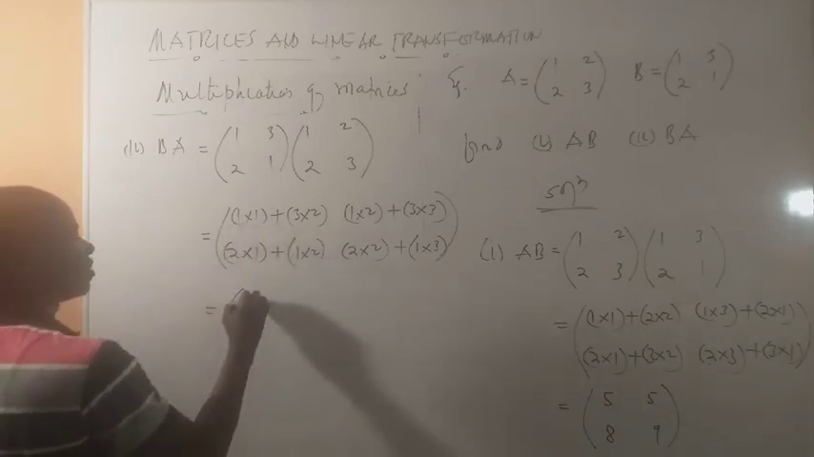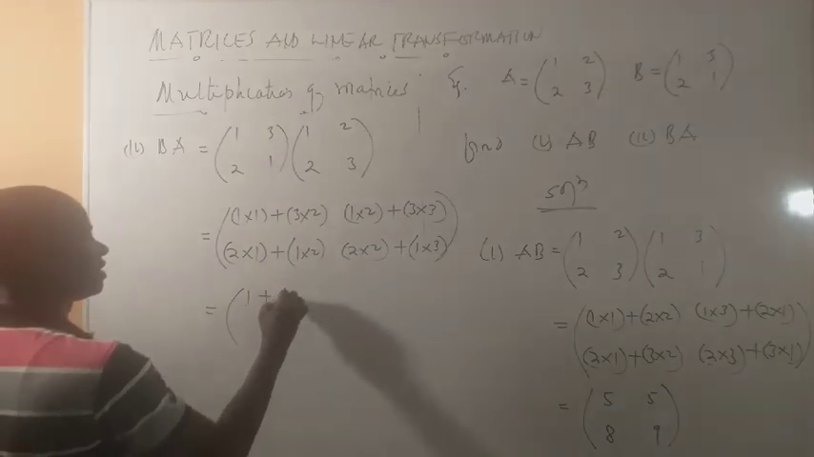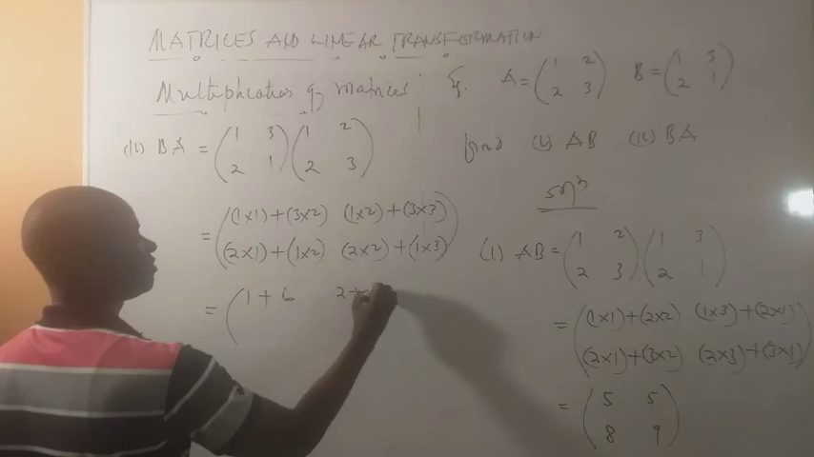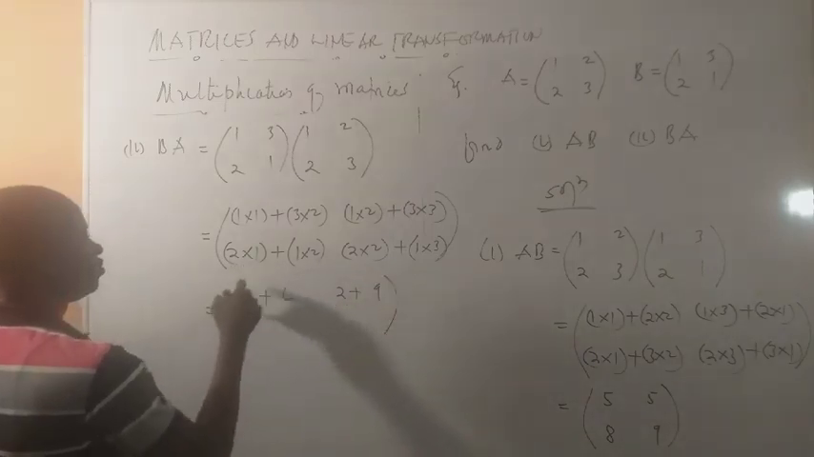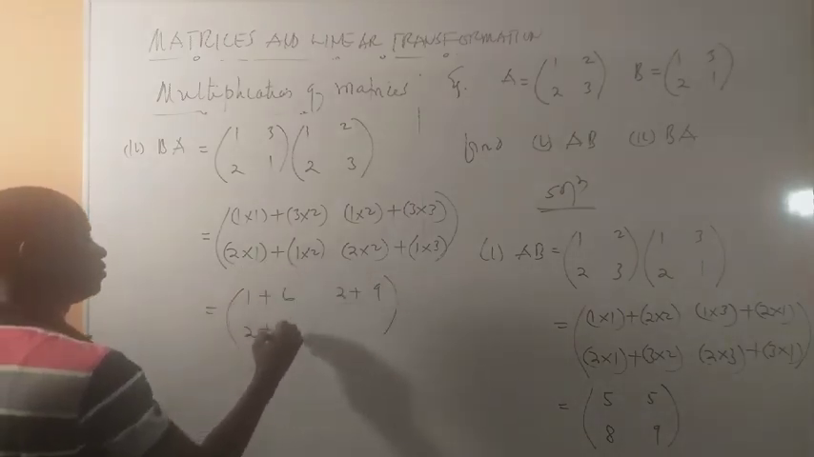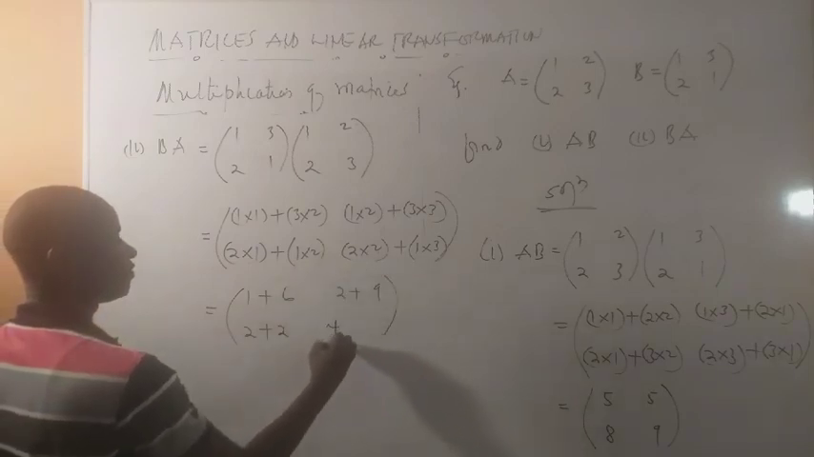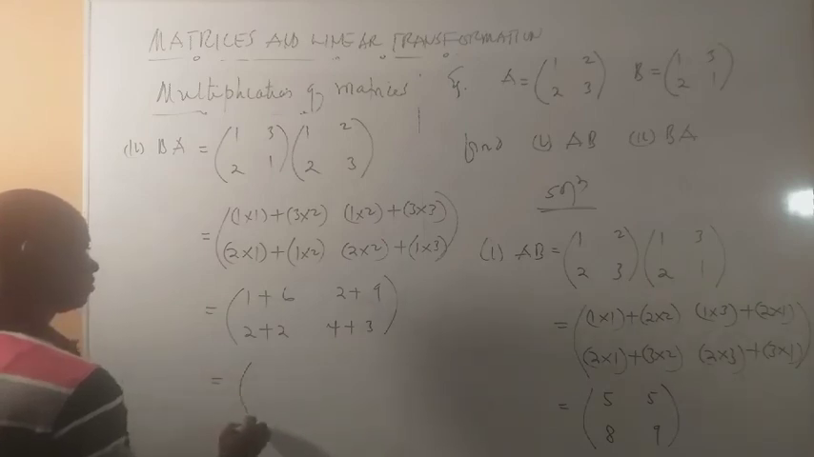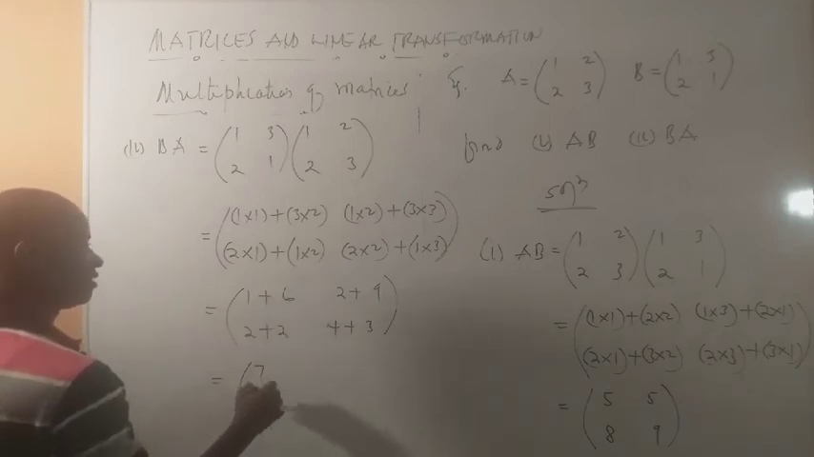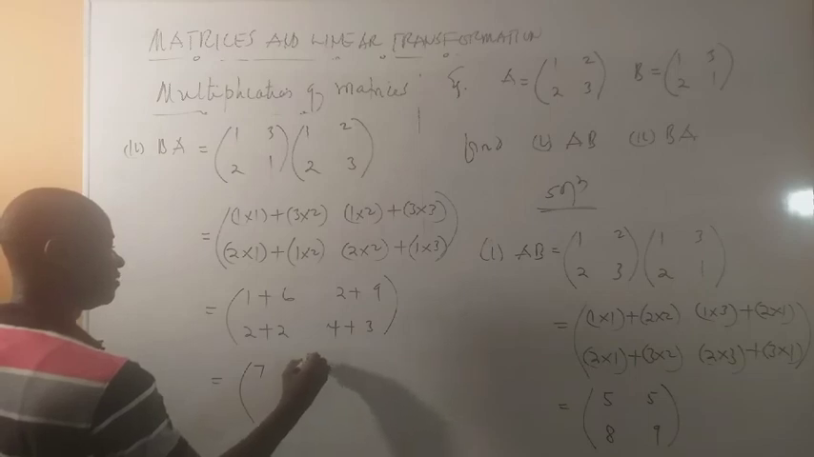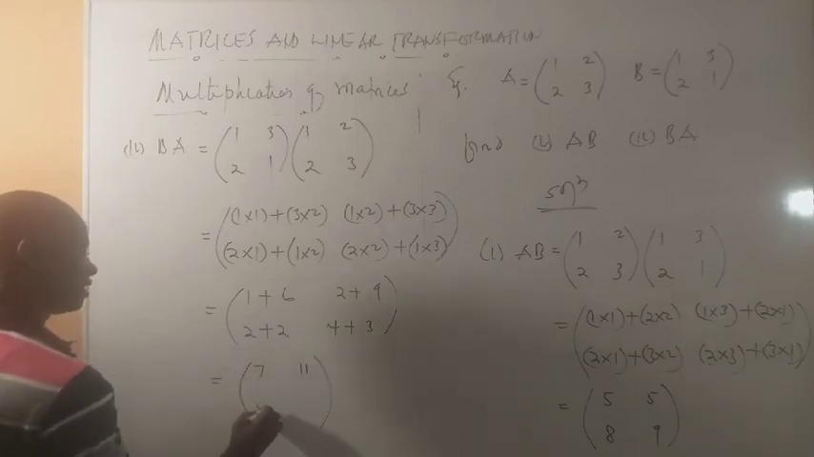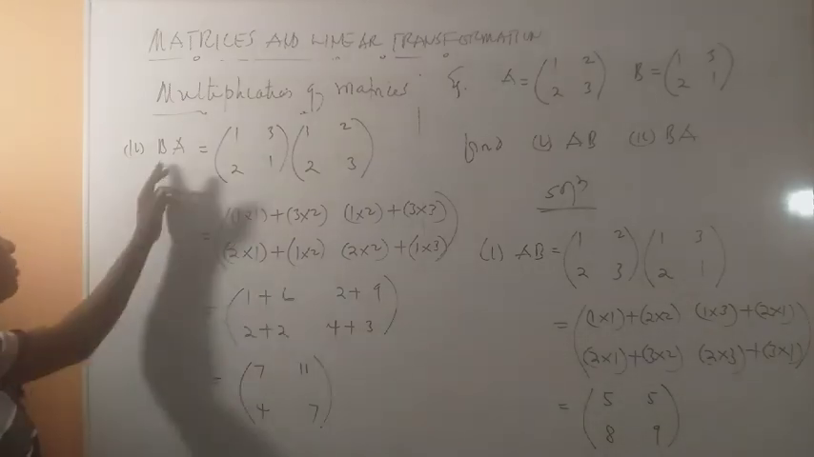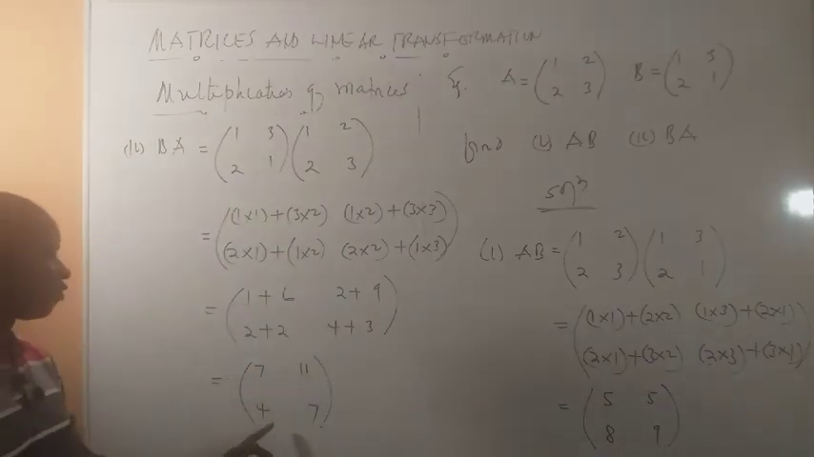1 times 1 is 1, plus 3 times 2 gives us 6. 1 times 2 is 2, plus 3 times 3 will give us 9. Then 2 times 1 will give us 2, plus 1 times 2 will give us 2. Then 2 times 2 will give us 4, plus 1 times 3 will give us 3. And now 1 plus 6 will give us 7. 2 plus 9 will give us 11. 2 plus 2 will give us 4. Then 4 plus 3 will also give us 7. So when we multiply B by A, we are getting 7, 11, 4, 7.